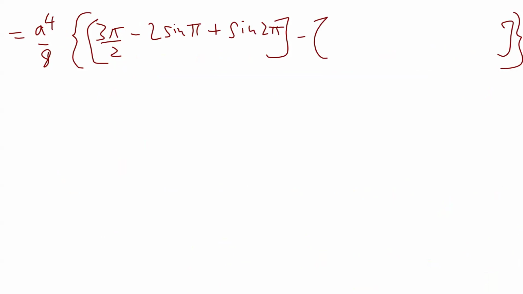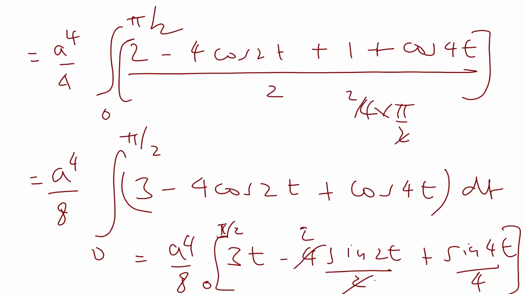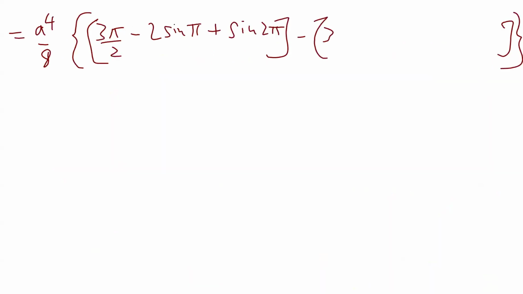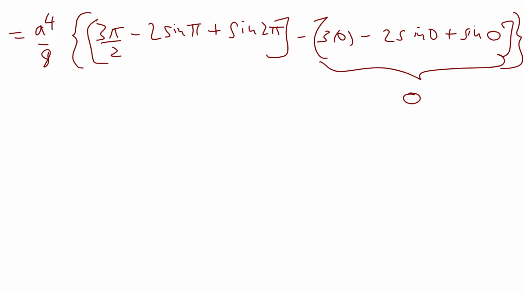Okay, and in the second bracket, let's put 0 wherever there is t. So 3 into 0 minus 2 sine 0 plus sine 4 into 0, that is 0. The second entire bracket is going to be 0 because sine 0 is 0. Now sine 180 is also 0 and sine 360 is also 0.